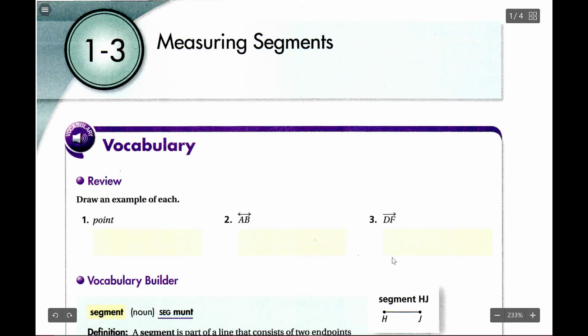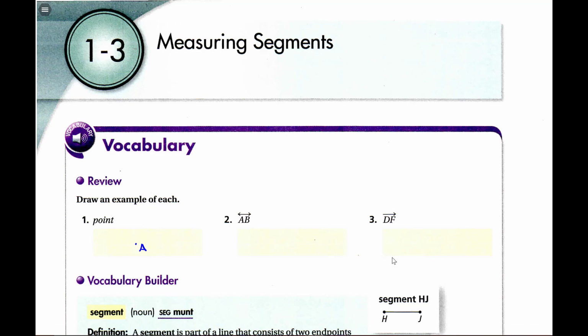Today we're looking at measuring segments. For the first one, just like all of our notes before, we're going to do a kind of review using some of the vocabulary that we've picked up. The first thing we have is a point. It says draw an example of each. A point is simply that individual dot, and we can give it a label. We may call this one point A.